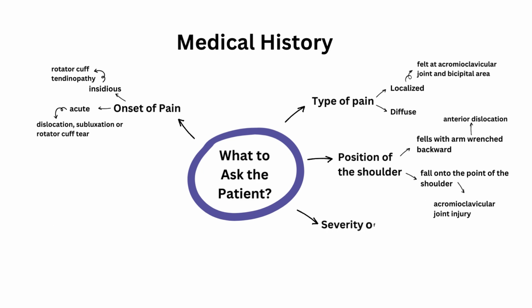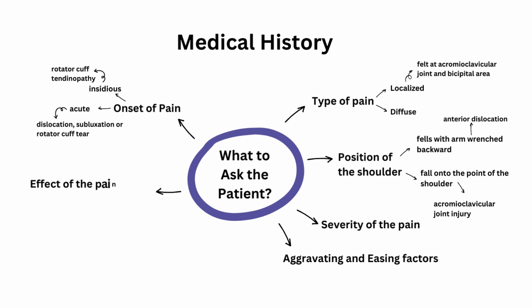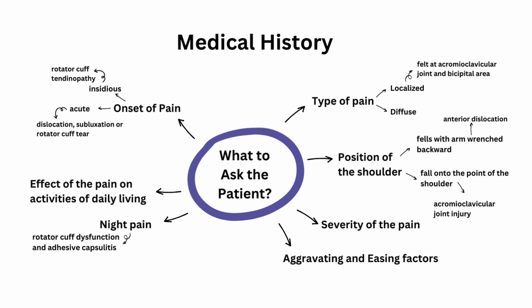Severity of the pain is usually assessed through visual analog scale. Aggravating and easing factors are noticed along with effect of pain on activities of daily living. You can also ask the patient if he experiences night pain. It is very common in rotator cuff dysfunction and adhesive capsulitis.